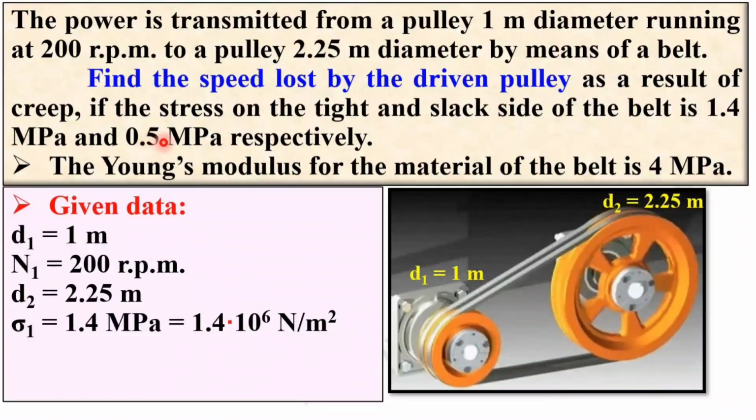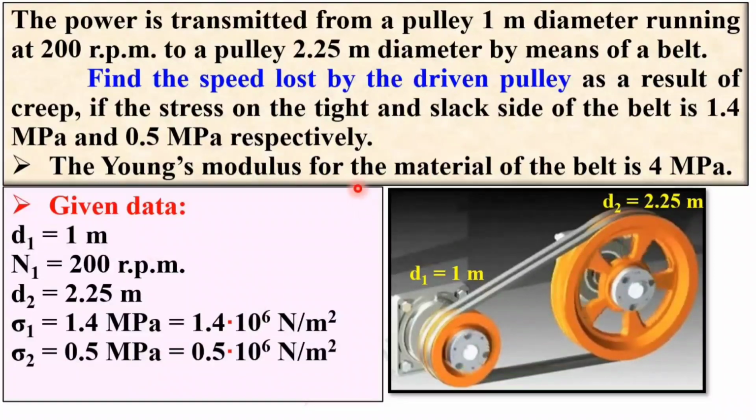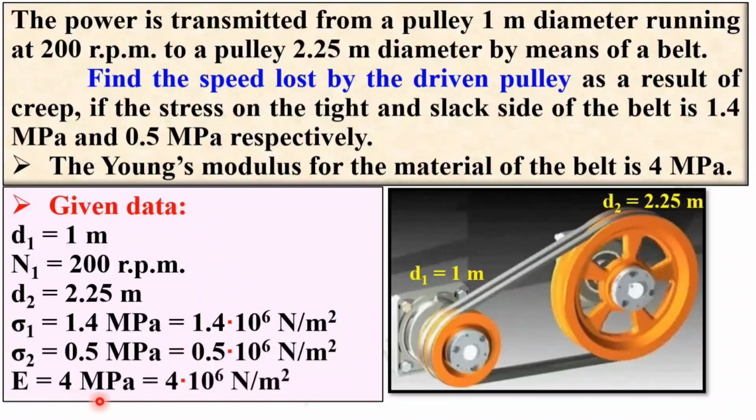Next, slack side stress is 0.5 megapascal, so it will be sigma 2. Next, the Young modulus for the material of the belt is 4 megapascal. This is the modulus of elasticity, so it is E. Again, megapascal is equal to 10 raised to 6 Newton per meter square. I have converted megapascal into Newton per meter square because here we have taken the diameter in meter.